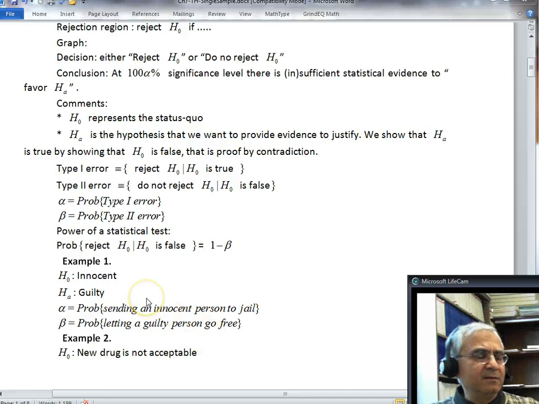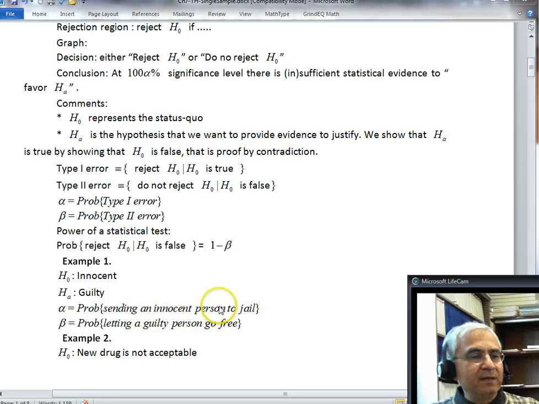And so in our court system, it's much more serious to send an innocent person to jail than to let a guilty person go free. Both are not desirable, but this is much worse if you make that mistake. So that's why we make alpha very small, and sometimes guilty people go free, because in our system we want to make sure that only the guilty go to jail, and we don't want to send innocent people to jail.